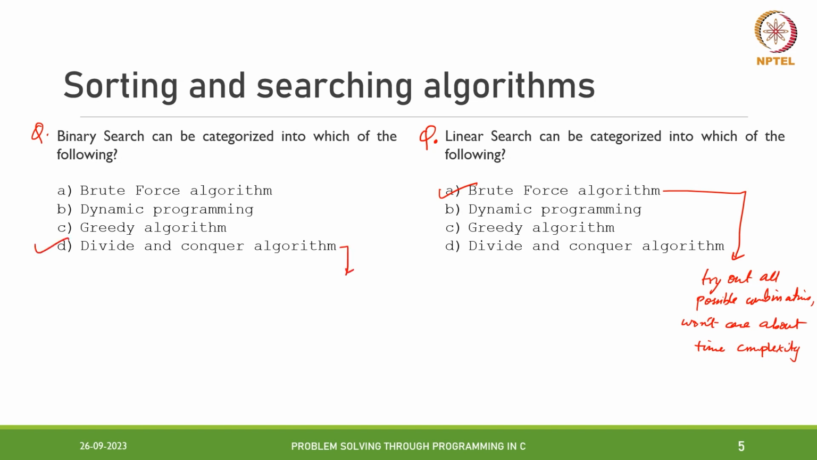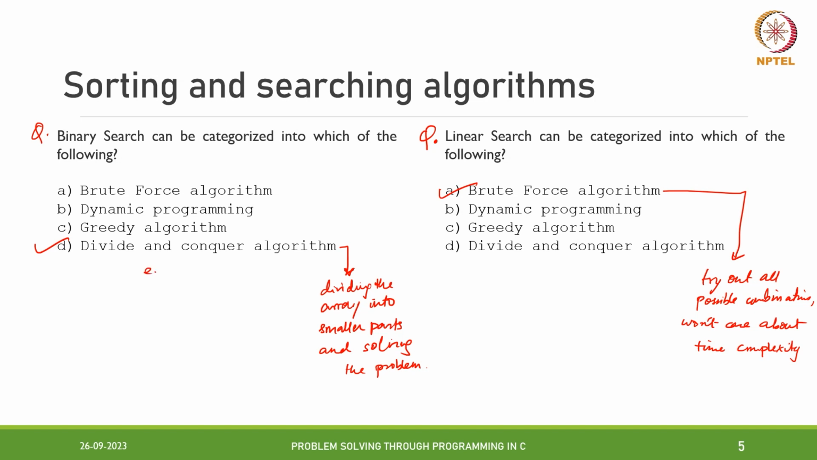Because why? Because we keep on dividing the array into smaller parts and solving the problem, right? So we'll keep on dividing until we have one element, and then we will check if that element is our key, then we are on the correct path. Alright, so that is a divide and conquer algorithm for the searching part.